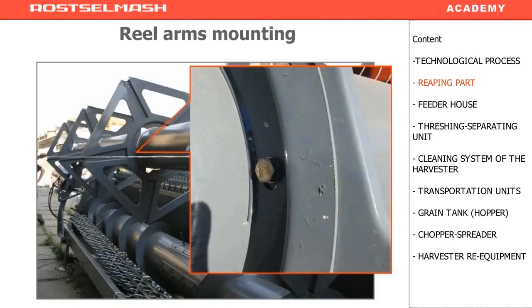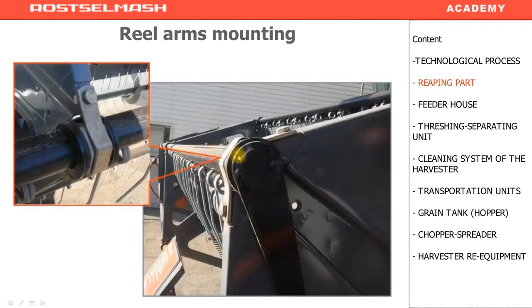When completing the header assembly, you will need to install the reel arms, which are located in the header itself. To do this, loosen the reel arms, by loosening the bolts on the reel arms. After loosening the reel arms, pull the cord and place the reel arms on the same plane. After this, we can install the tying arms.